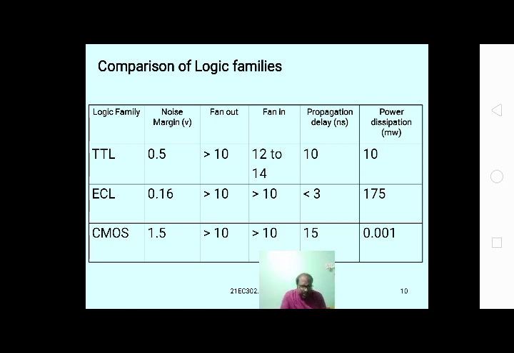Now, comparison of logic families. We already know there are three types of logic families: TTL, ECL and CMOS. First of all, I will explain the row items and column items. Logic family, noise margin in volts, fan out, fan in, propagation delay in nanoseconds, and power dissipation in milliwatts.